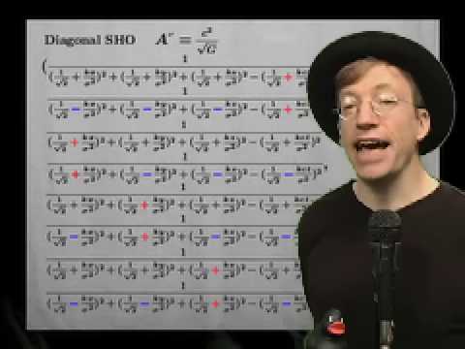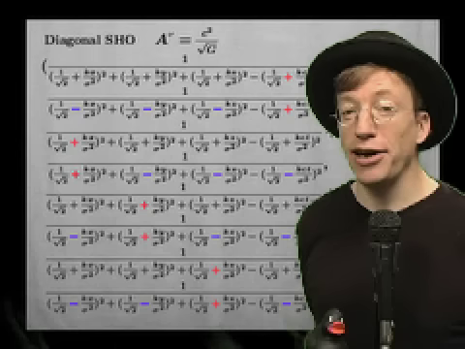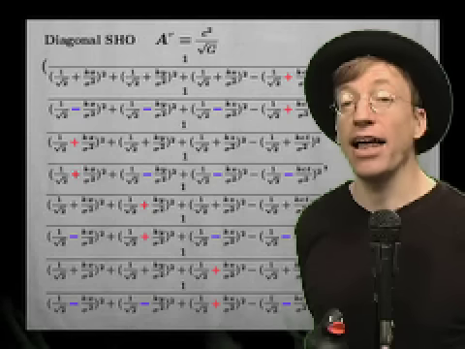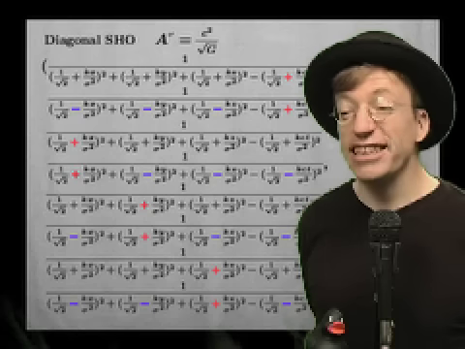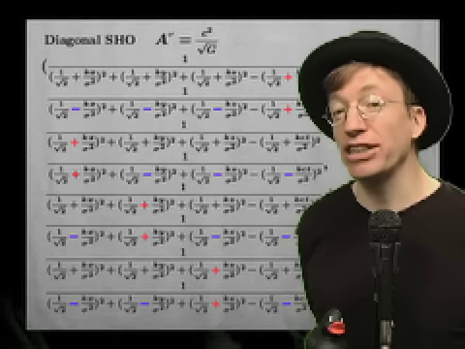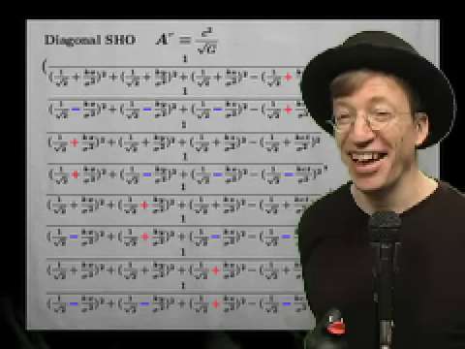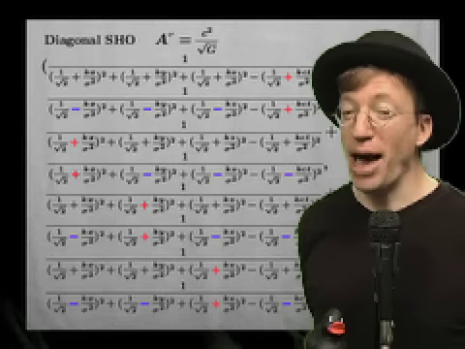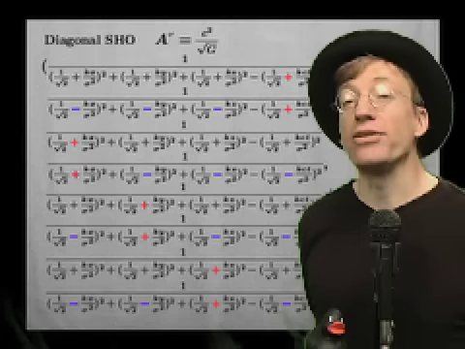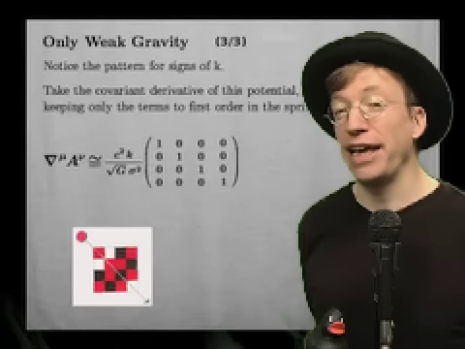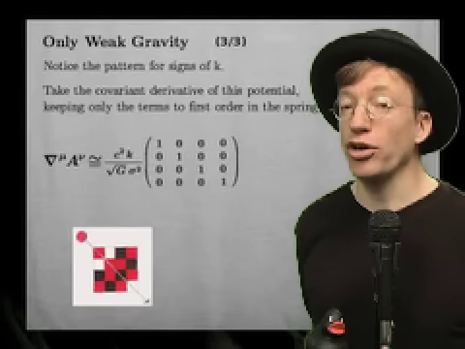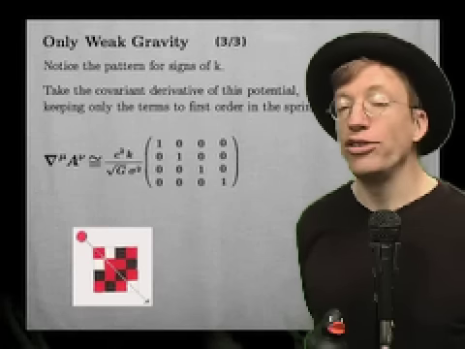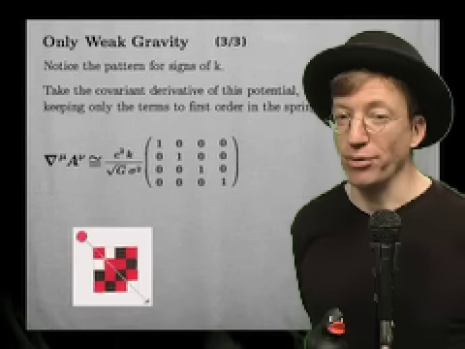So this is the diagonal simple harmonic oscillator potential that will give us a description of gravity and not electromagnetism. This is perhaps the most complicated expression I've written in my entire life, and it was necessary to do so that this is only about gravity. We now take the derivative of this very complicated thing, and we only keep terms to first order in the spring constant K. When we do that, so many things drop out.